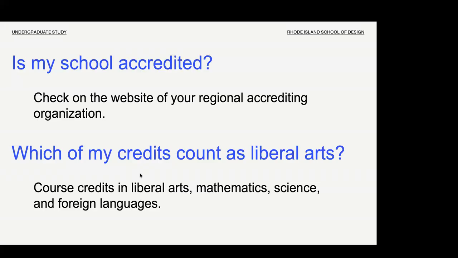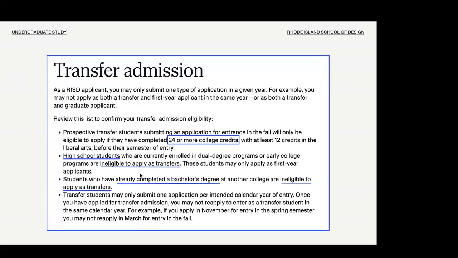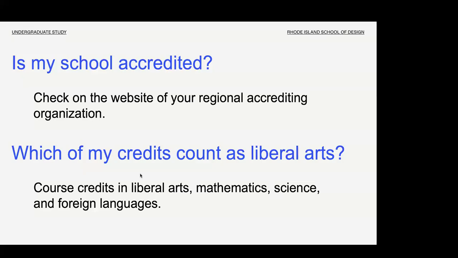The other question that we get, I'm going to go back really quickly. You'll note that we tend to recommend having at least 12 credits in the liberal arts, so about half of your total college credits in the liberal arts. What is a liberal arts credit? It basically means any course credit in the liberal arts, mathematics, science, foreign languages, subjects outside of art, fine art, design, and studio courses. So your standard English course, sociology, psychology, intro to chemistry, those types of classes tend to sort of fit within the liberal arts genre.